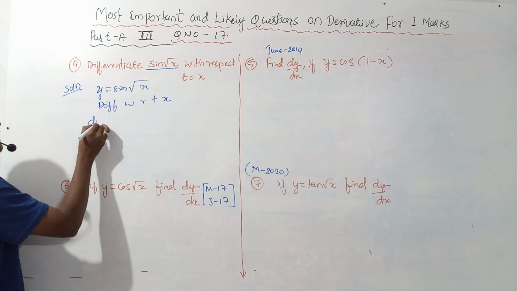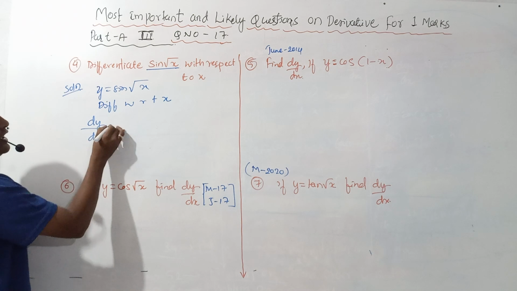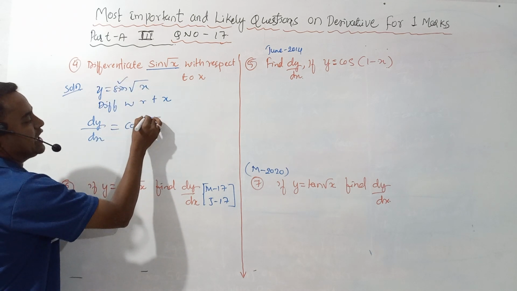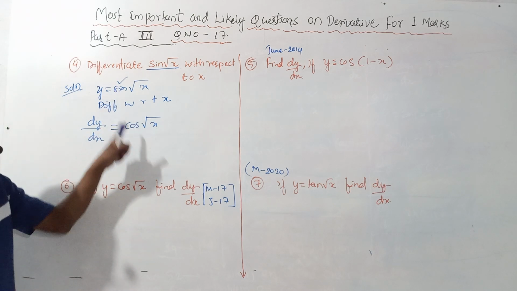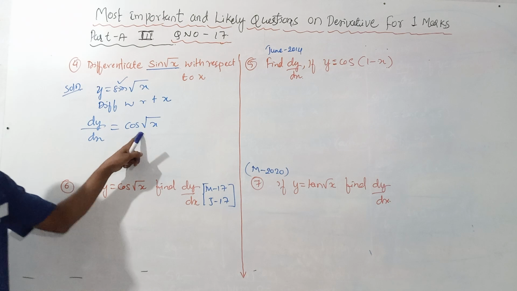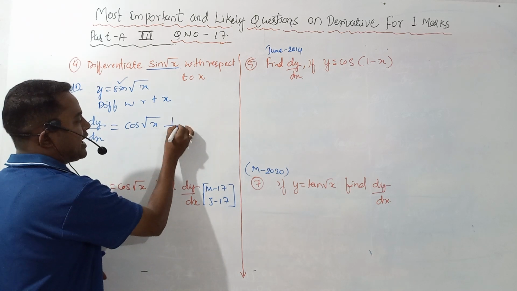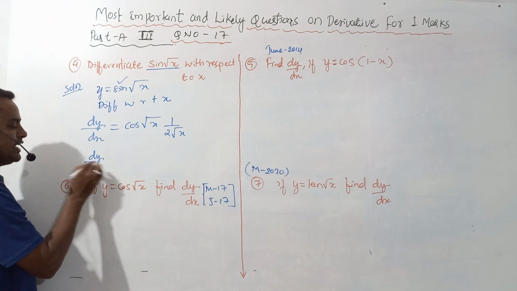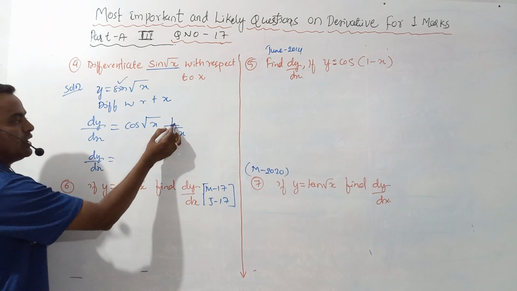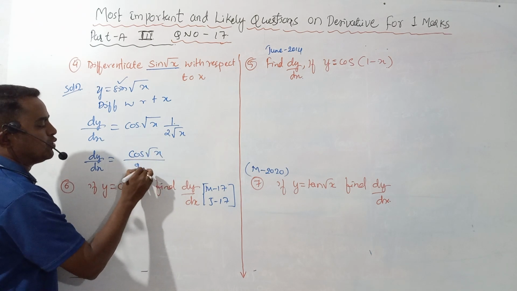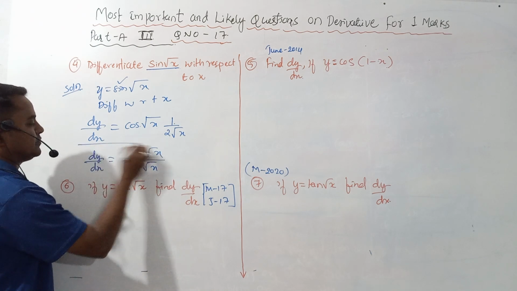Take the given function as y is equal to sin root x. Now differentiate with respect to x. Derivative of y is dy by dx. Derivative of sine is cos, this root x as it is. Root x is treated as x to the power half. Derivative of root x is 1 by 2 root x. So the last step: dy by dx is equal to 1 into cos root x, that is cos root x divided by 2 root x. This is the final answer.